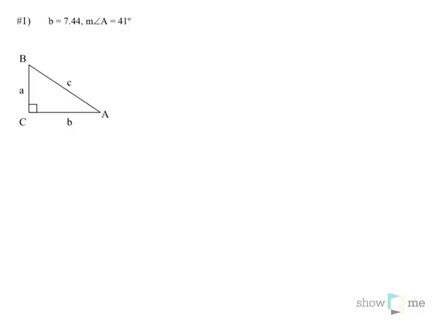Number 1, we have here that B is 7.44. Measure of angle A is 41 degrees. The directions were to solve the triangle, which means find the missing measures. So one answer, real easy. Measure of angle C. The picture clearly shows it's 90 degrees.